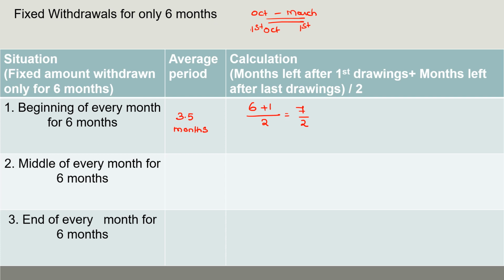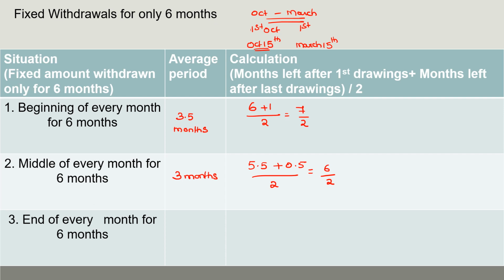Now we go to the second situation. If it is in the middle of every month for 6 months, October 15th would be the date when you would be making the first withdrawal. October 15 means half month of October followed by 5 months. So the total number of months for the first withdrawal would be 5.5 months. And in the month of March, it will be withdrawn on March 15th. So from March 15th till 31st March, it is half a month. So we'll take it as 5.5 plus 0.5, that is 6, divided by 2, or 3 months is the average period.